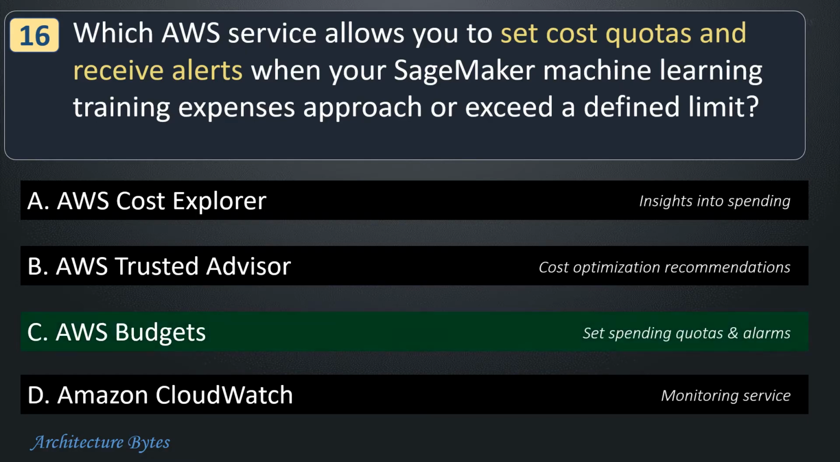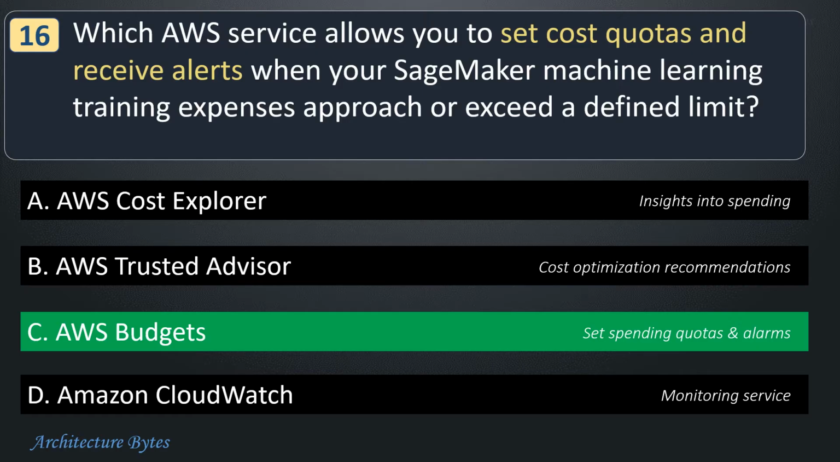Option C, AWS Budgets, is the right answer here. It allows you to set cost quotas and receive notifications when your usage or spending exceeds a predefined threshold, helping you control SageMaker training costs. Let's look at other options. AWS Cost Explorer provides detailed insights into your spending trends. AWS Trusted Advisor gives you cost optimization recommendations. Amazon CloudWatch is for monitoring system performance, not cost management.